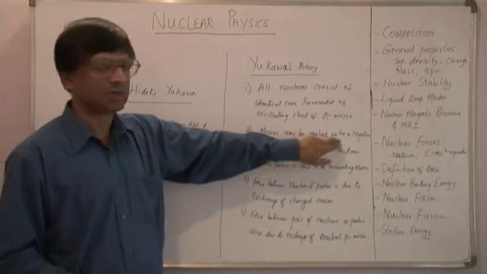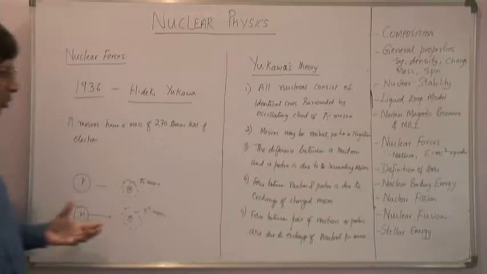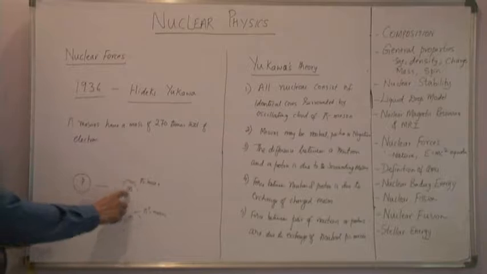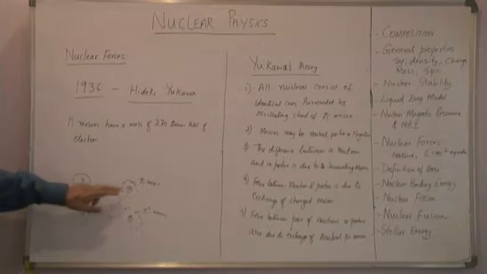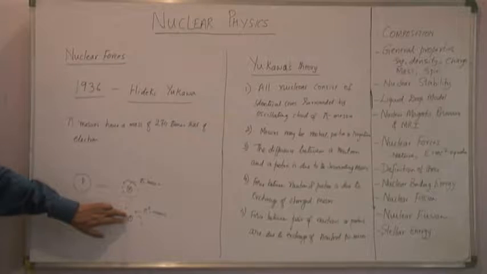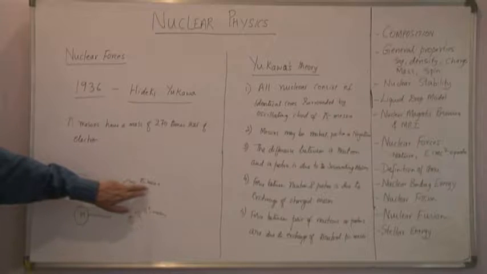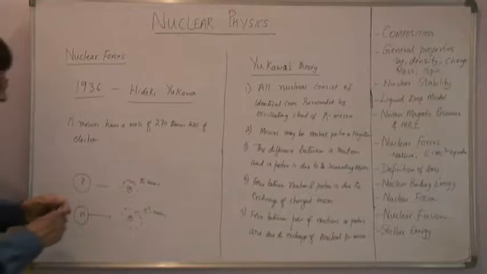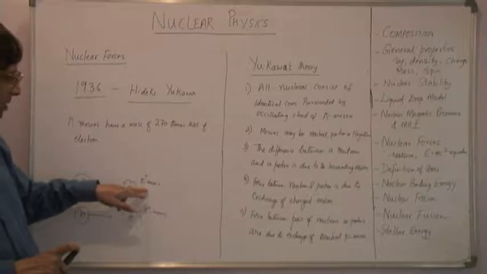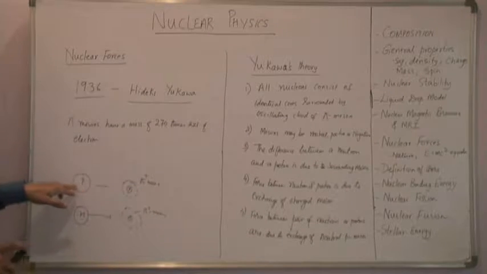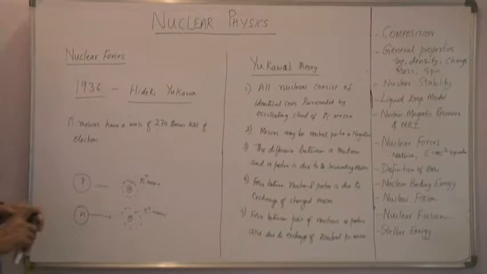Mesons may be neutral, positive, or negative. Now the difference between a neutron and a proton is due to the surrounding pi meson. So this is what I mentioned here. The difference between a proton and a neutron is not in terms of the core, because the core is the same, but in terms of the surrounding cloud of pi meson. So if the pi meson is a pi plus meson, or a positive pi meson, then we get a proton. If it is a neutral pi meson, then we get a neutron.